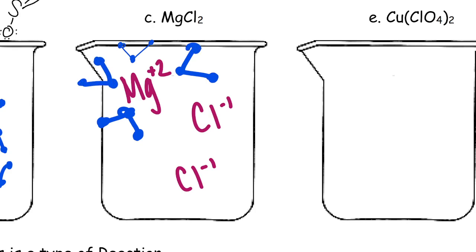Versus our chlorines, since they are negatively charged, my water is going to face a different way. So my hydrogen ends would be closer to my chlorine, leaving the oxygen on the outside. So this one ends up almost looking like a star because the positive hydrogens are attracted to the negative chlorine.